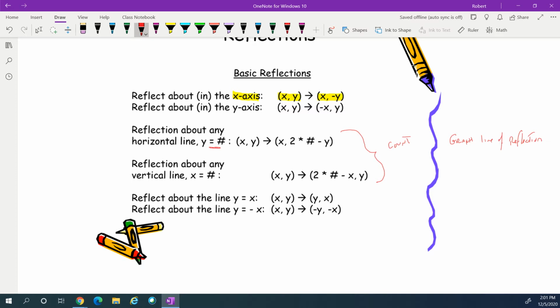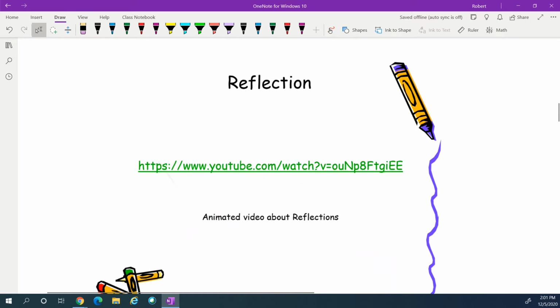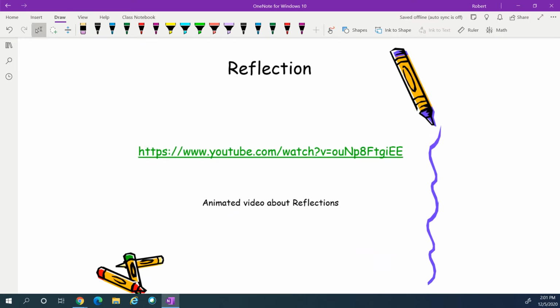Now, this is a really handy thing to have in front of you as you do some examples in practice. I would have these rules in front of me. This video, again, by Mashup Math, excellent video, animates the steps of all these reflections and shows you how you can do all of these just by counting. You don't have to memorize anything special. I'm telling you, keep those rules right there in front of you. I suggest you watch that video.